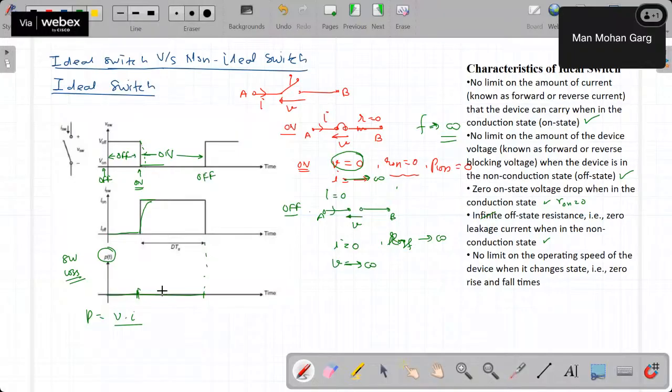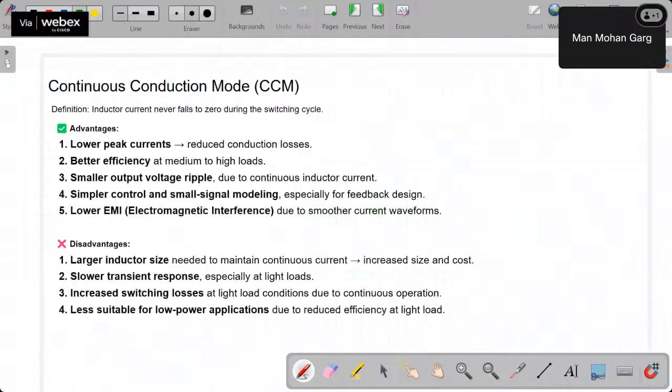Now let's go to the non-ideal switch characteristics. We'll come to this later.